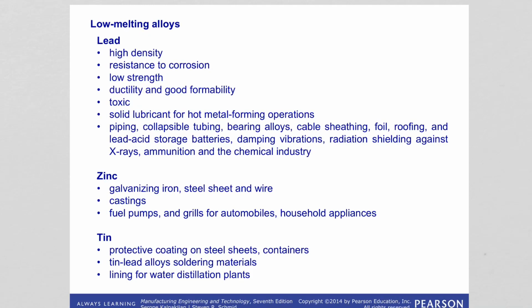So lead has the properties of high density and resistance to corrosion. It has low strength, ductility and good formability. It is toxic, which limits its use, of course. It has been used as solid lubricants for hot metal forming operations. Remember, we will need lubricants to reduce the friction between the die and the working part.